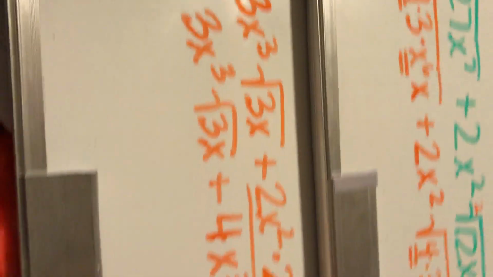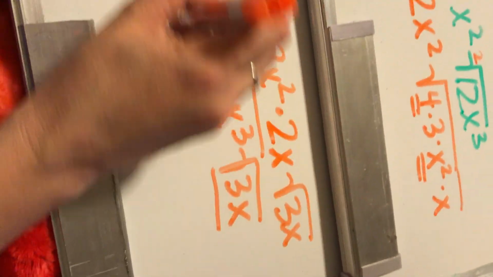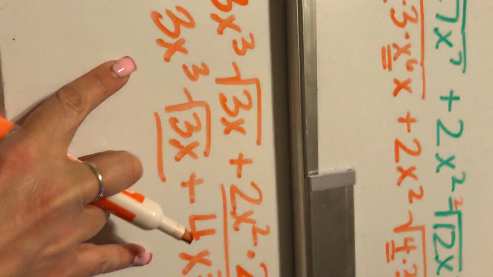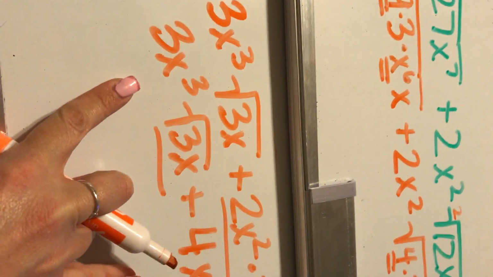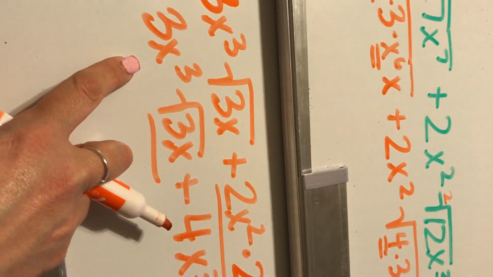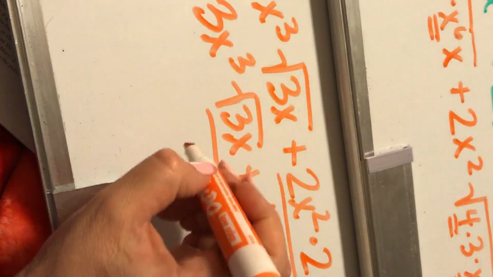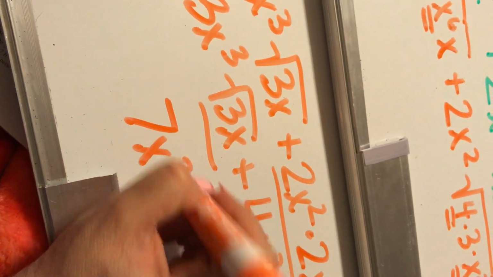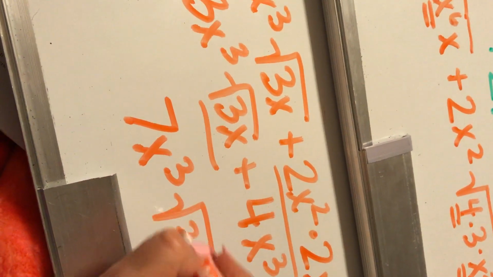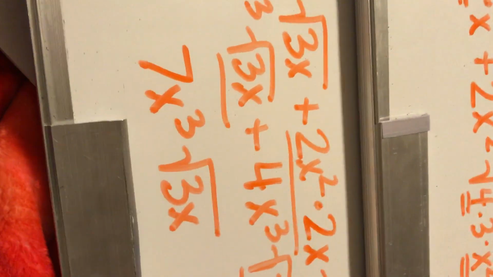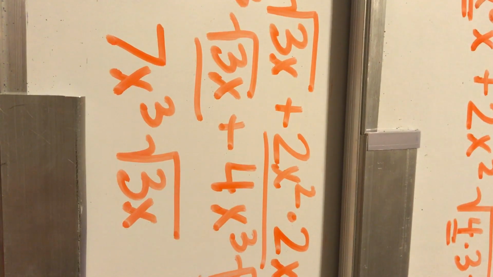Now we have like radicals, so we can combine what we have in front of the radicals. So this is 3x cubed. Because it's a like term, 4x cubed, we can combine those. So we have 7x cubed square root 3x.